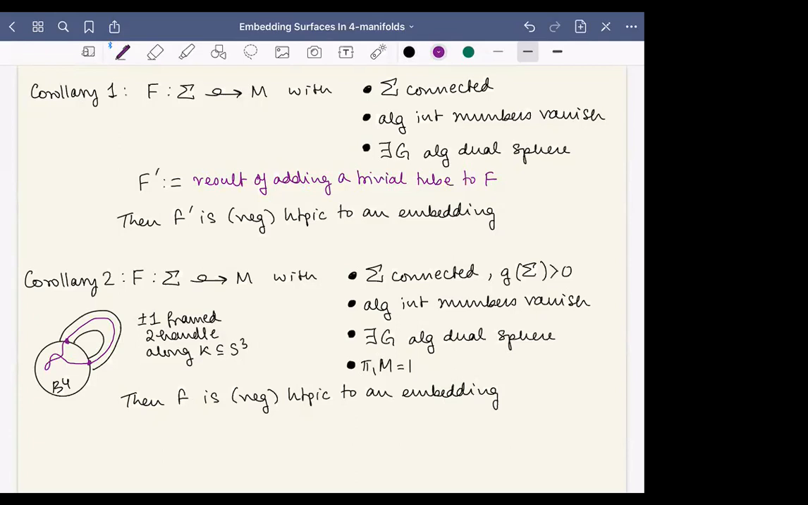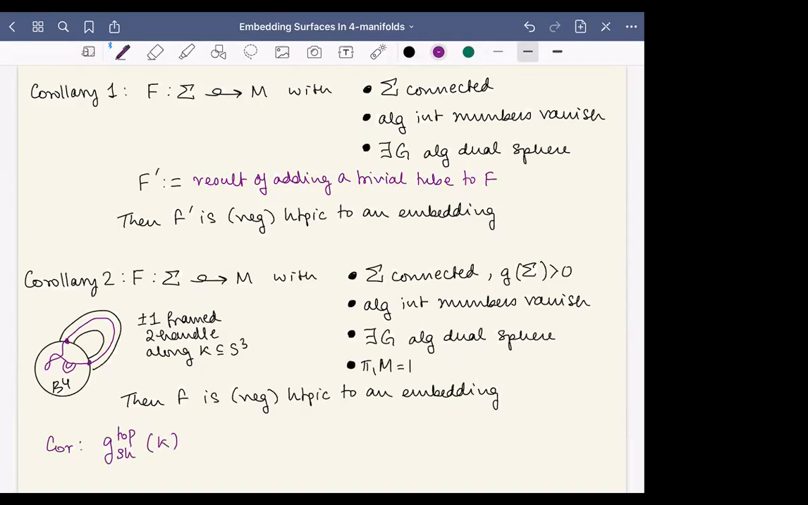It turns out this guy has a dual sphere. That requires this plus or minus one framing. Its push-off is a dual sphere. It's not framed. It has framing plus or minus one, depending on what you did. And now if you add a little local tube to this, this thing will become regularly homotopic to an embedding. So our corollary of this is that the topological shake genus of a knot is always less than or equal to one.